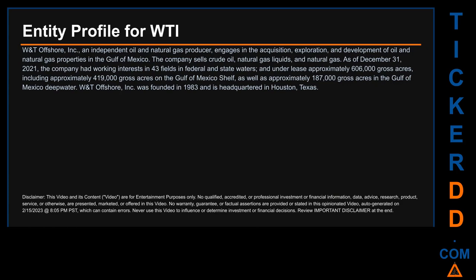As of December 31, 2021, the company had working interests in 43 fields in federal and state waters, and under lease approximately 606,000 gross acres, including approximately 419,000 gross acres on the Gulf of Mexico shelf, as well as approximately 187,000 gross acres in the Gulf of Mexico deepwater. W&T Offshore, Inc. was founded in 1983 and is headquartered in Houston, Texas.